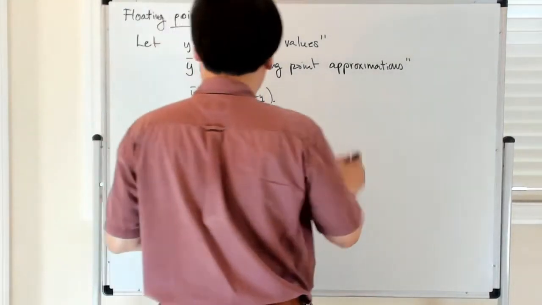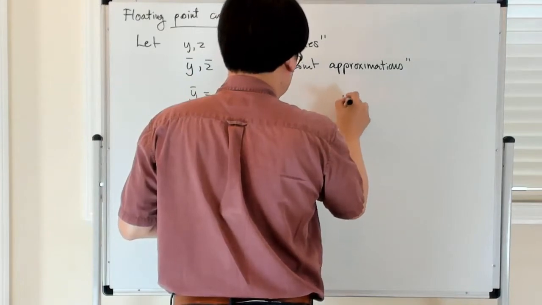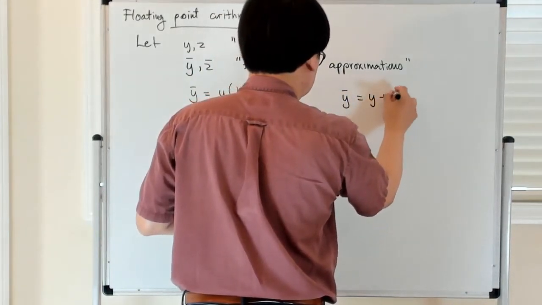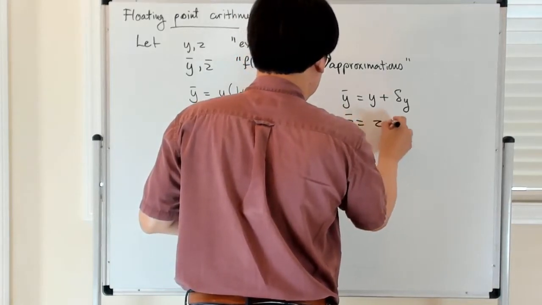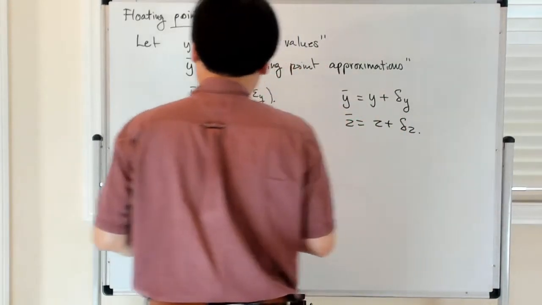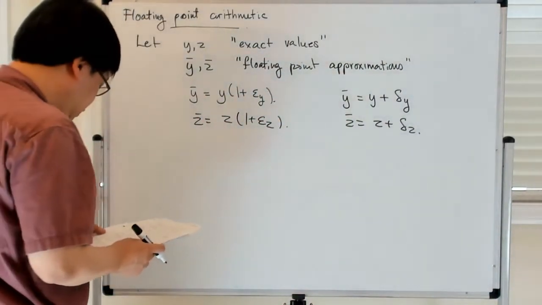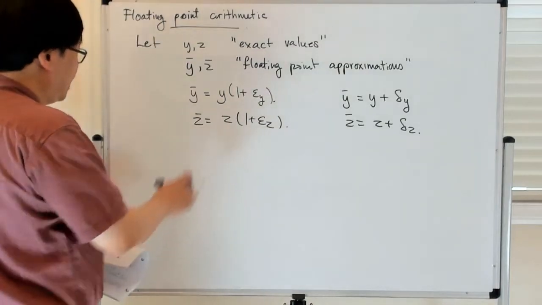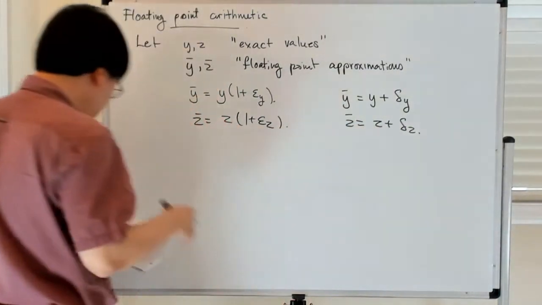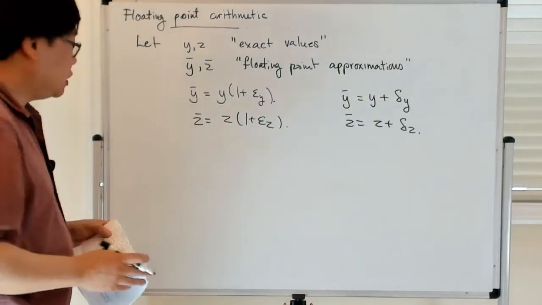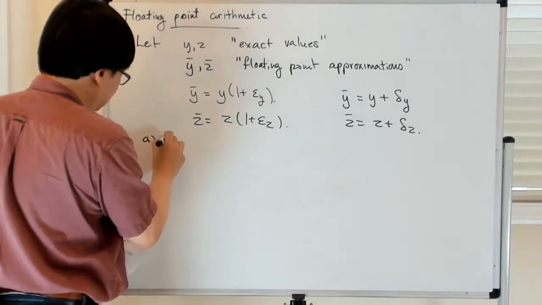Okay, so I can also write it in terms of absolute error, in which case y bar is equal to y plus delta y, and z bar is z plus delta z. So this is the relative error representation, and this is the absolute error representation. We're going to see what happens to both the relative error and the absolute error when we do standard operations on these numbers. So the first example of this is multiplication.